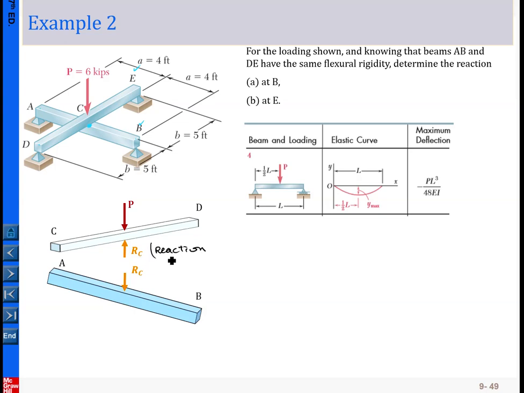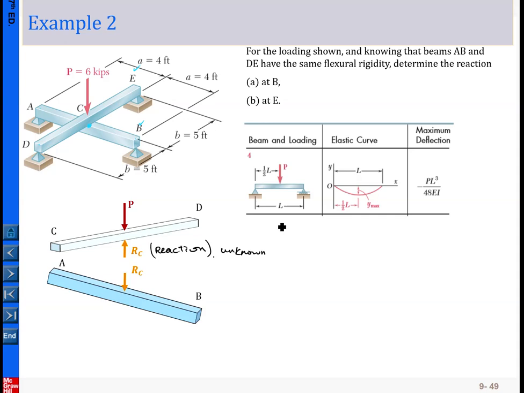Okay, RC is a reaction, and right now it's unknown. We don't know the value. I want to solve for this value first, and then we can answer the question: what is the reaction at the supports B and E there. So we have to apply the superposition principle to each of the cases. Then we can see what happened here.